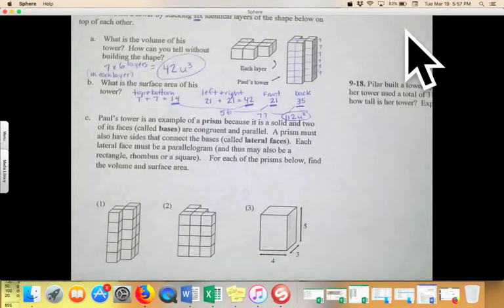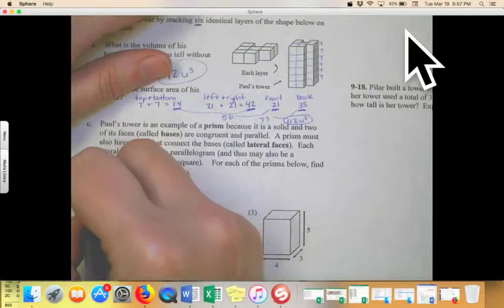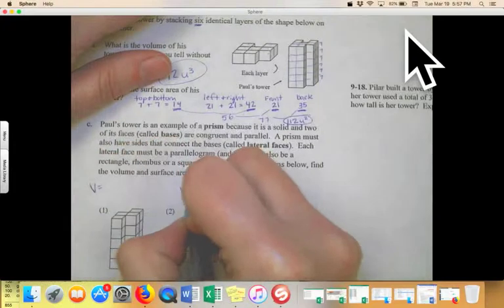For each of the prisms below, find the volume and the surface area. This would be a great place to pause the video and check yourself. See if you can get these, and then come back to it and see if it was what you thought.